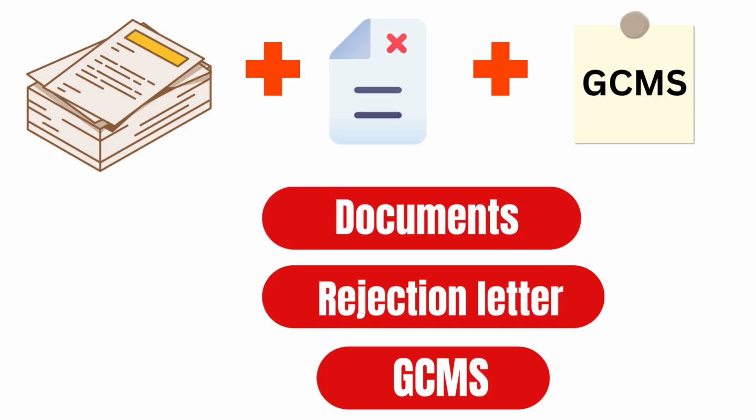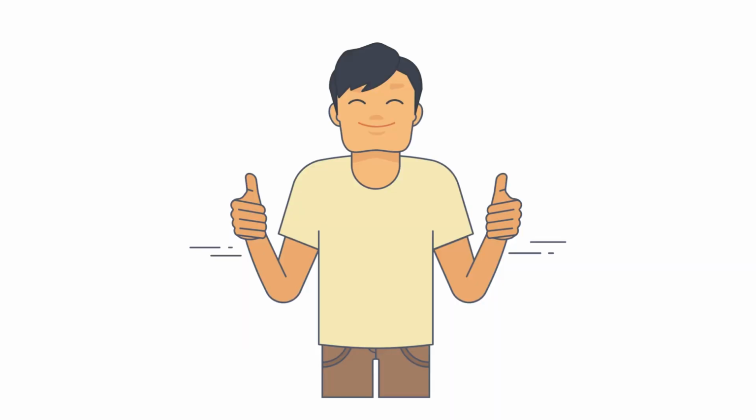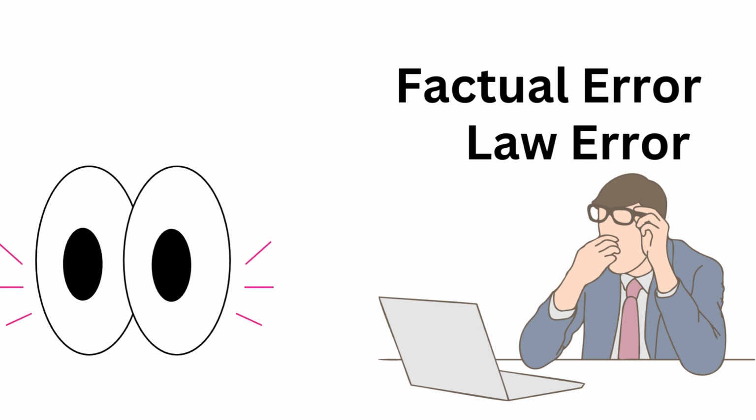Your next step is to gather all the documents you submitted with your application, including the rejection letter and GCMS notes if available. Look for any errors that might have been overlooked during the initial application and check for any documents you might have missed. If you are fully satisfied, then it's time to see if the visa officer has made an error with understanding your facts or an error with the law.